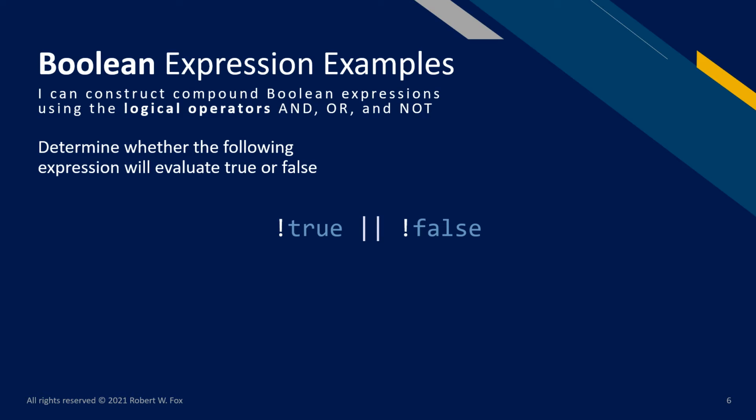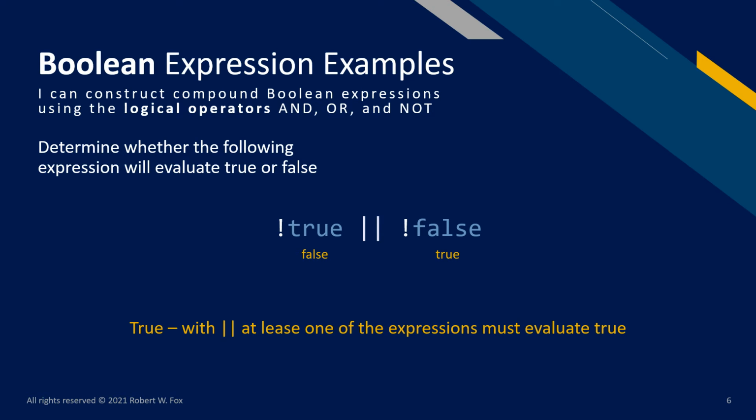In this second example, we see an or. And with or, one or the other Boolean expression must be true. So starting on the left side, not true means the opposite of true. Well, that's false. And then if we move to the right side, we have not false, and not false evaluates to true. The overall expression, however, is true because all we needed was one of the two to be true.